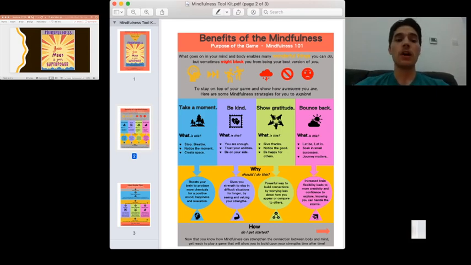So to stay on top of your game and show how awesome you are, here are some mindful strategies for you to explore. These are the four that we're going to explore over the next four weeks. We're going to explore taking a moment, being kind, showing gratitude, and bouncing back. Taking a moment is what we're going to focus on today. I'm going to post this. You can read through it, but we're going to have a lesson each day to talk about what it really is, each week, what we're going to do.